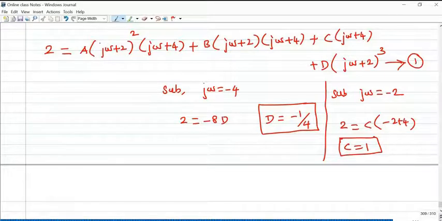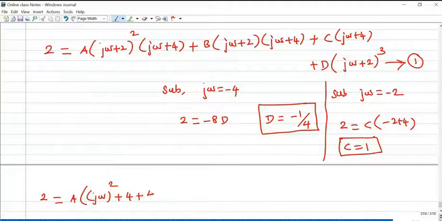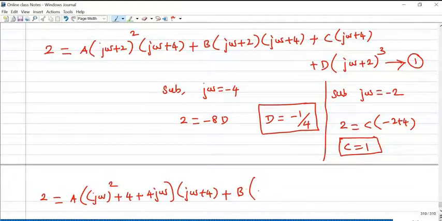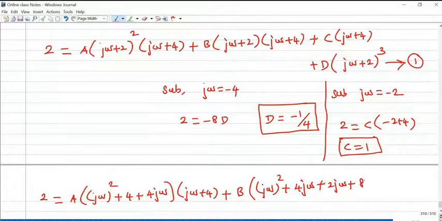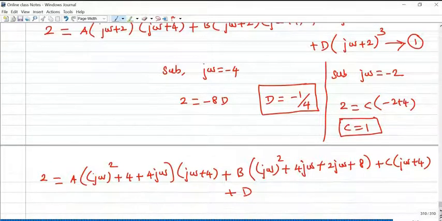So I'm rewriting equation number 1 once again here. 2 equal to a plus b whole square, j omega square plus 4 plus 2j omega, that is 2 into 2, 4j omega, right? Again, I have to multiply with j omega plus b, j omega, j omega square, j omega and 4. So plus 4j omega plus multiply with 2, 2j omega, 2 times of 4, 8. So c j omega plus 4 only. Plus d a plus b whole cube.